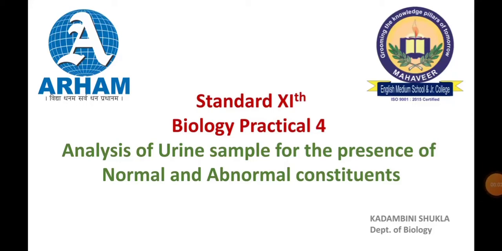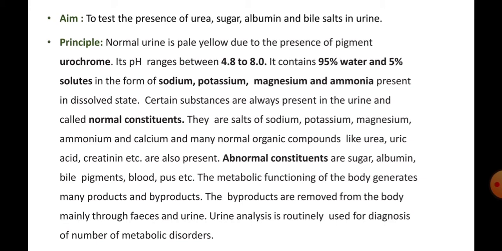Hello students. Today we are going to perform the fourth practical of your biology syllabus, where we have to analyze a urine sample to check the presence of normal and abnormal constituents in it. So let us start by studying the aim and the principle for this experiment. The aim of this experiment is to test the presence of urea, sugar, albumin and bile salt in urine.